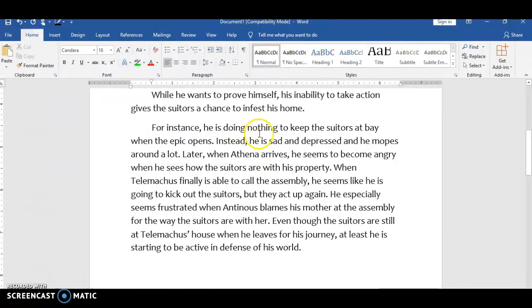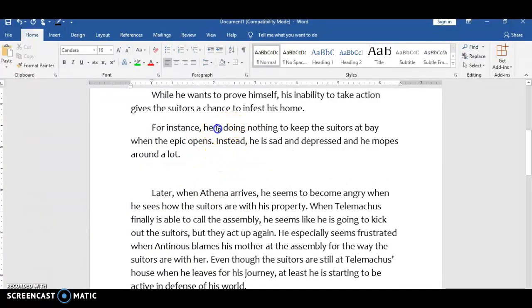For instance, he is doing nothing to keep the suitors at bay when the epic opens. Instead, he is sad and depressed and he mopes around a lot. I bet I could do something with those two sentences. Now what we have here is another helping verb. Because it's part of a verb phrase, it's the first word in the verb phrase, it is a helping verb and not a linking verb. Nevertheless, he is doing nothing could easily be switched to the word, for example, does. For he does nothing. I could certainly do that, and it's stronger already.